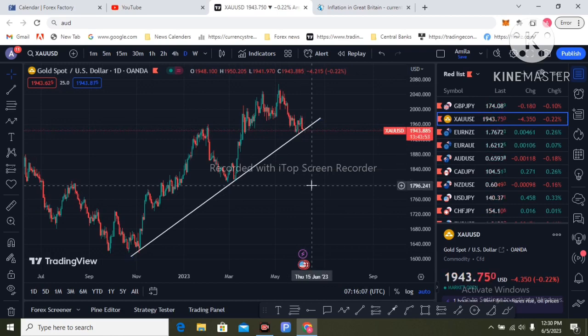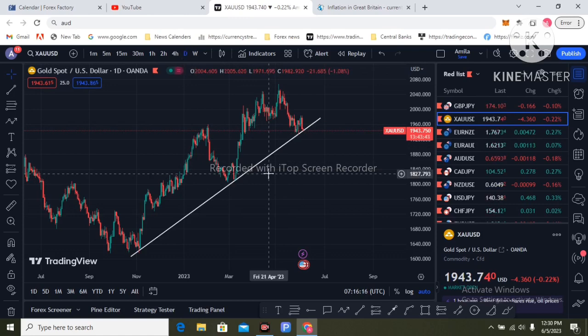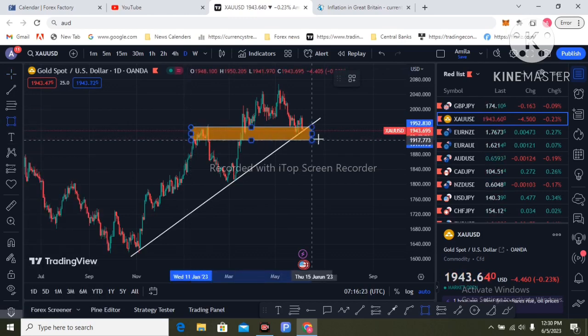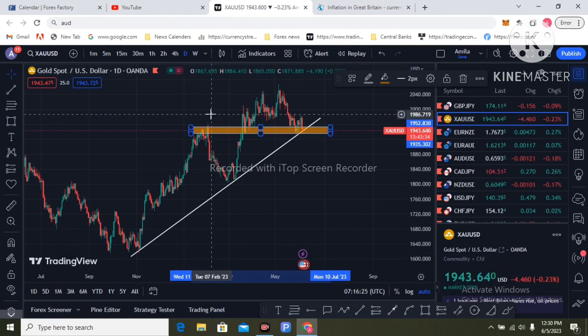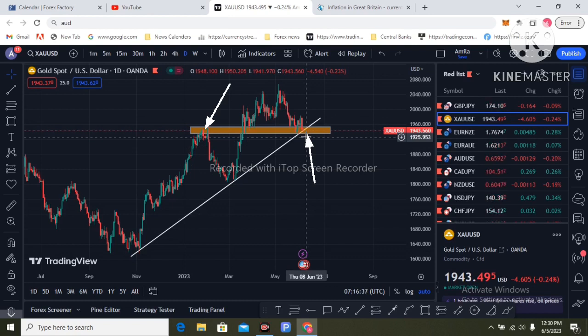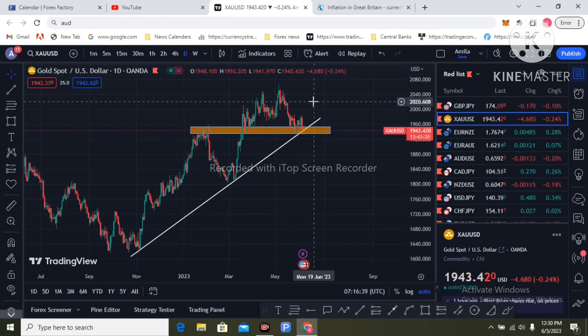So technically you have one reason to buy gold in this area, because price is at a strong trend line on the daily chart. That's the first technical reason. The second reason is the left side resistance. You can see the left side price resistance in this area, and it is being supported on the right side. So resistance becoming support is the second technical reason to buy gold.